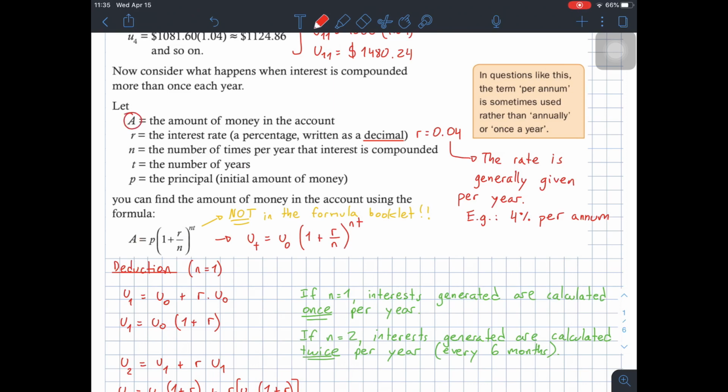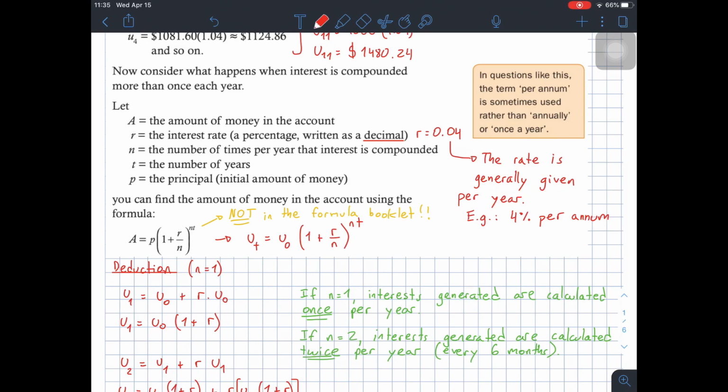So let's analyze this formula, what each of the terms represents. So A, here it says A is the amount of money in the account. It's like the future value I will have after some time. r is the interest rate, a percentage written as a decimal. In this case, for example, if you want to write 4%, that's 0.04, and the rate that we use in this formula should always be a rate given in years, per annum. So it says the rate is generally given per year, 4% per annum.